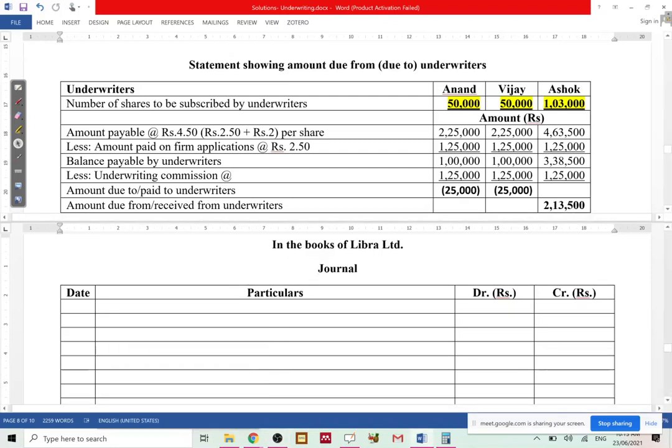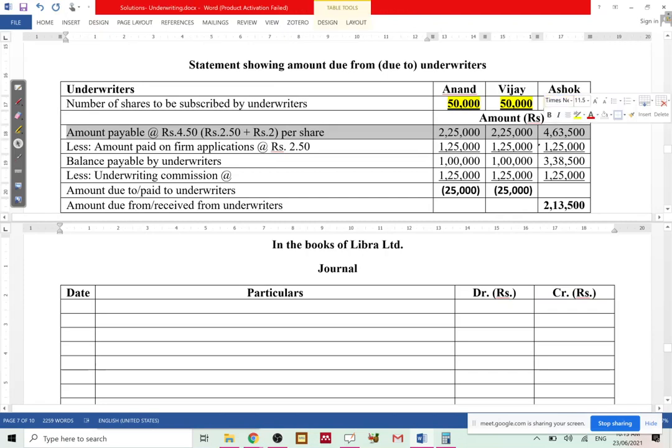Now, first of all, when you pass the journal entries, identify which of the transactions have occurred and for which you have to pass these journal entries, and which accounts are to be debited and which ledgers are to be credited. Okay. Now, this first amount that we calculated, amount payable, this is the total payable, no doubt about it, but we need to split it between how much is paid for firm applications and how much is the balance that is to be payable. Okay, right?